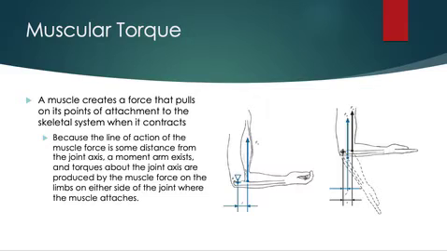The torque produced by the muscle on the distal limb will tend to rotate the limb in one direction about an axis through the joint, and the torque produced by the muscle on the proximal limb will tend to rotate that limb in the opposite direction about the same axis.